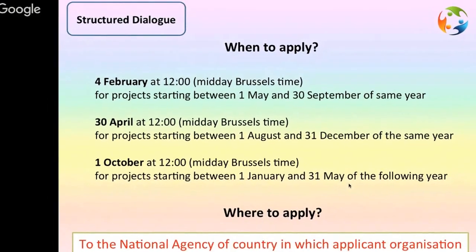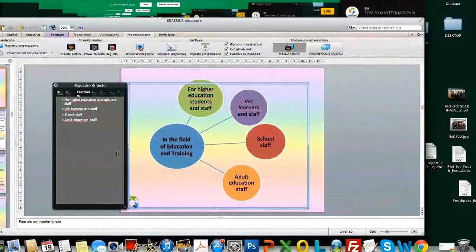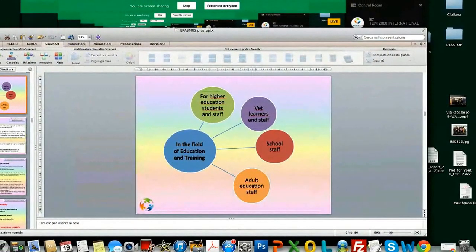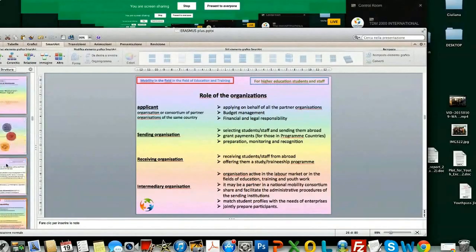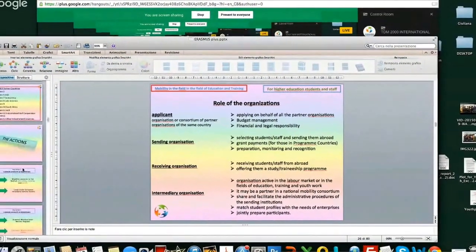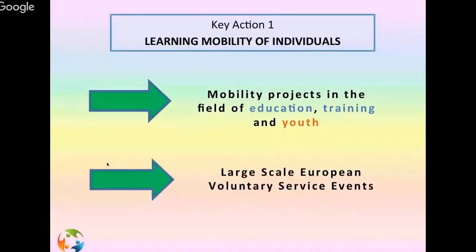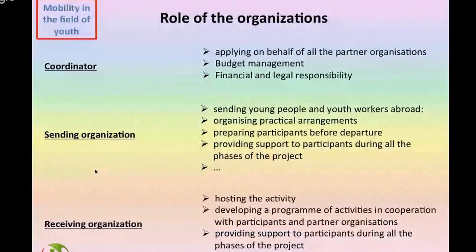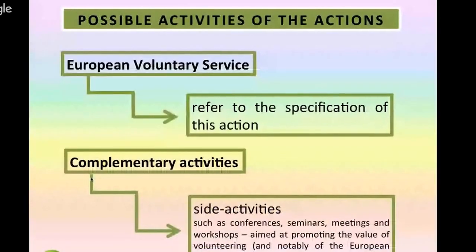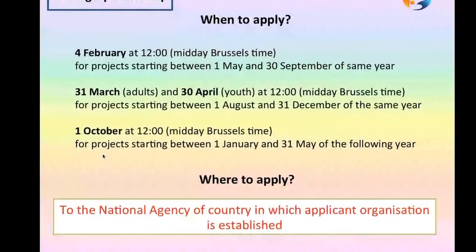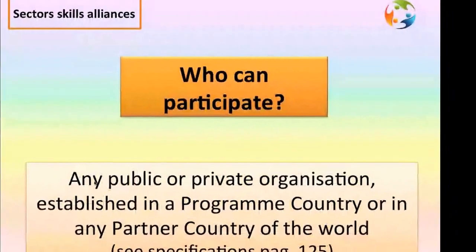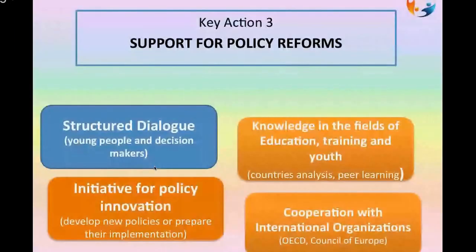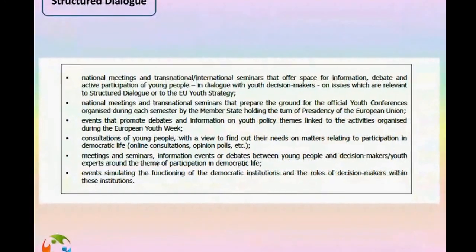Indeed, for the other actions, the ones that are not structural dialogue but key action 3, you can apply directly to the executive agency only when they publish the calls.